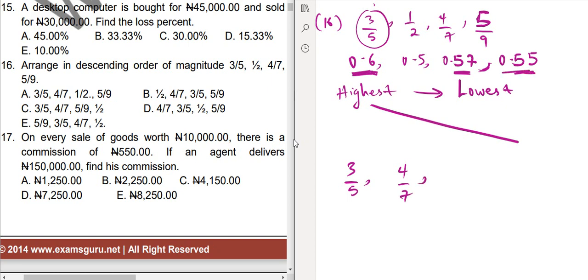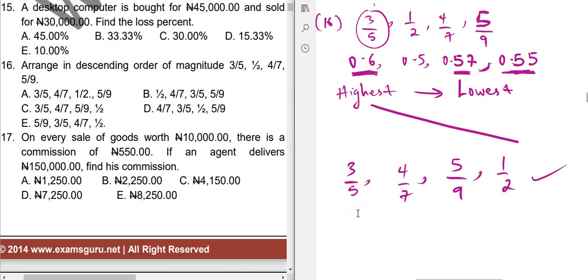Before, 5 over 0.55, which is 5 over 9. Before, 1 over 2. 1 over 0.5 represents 1 over 2. So this is it in descending order. Option what? Option C.